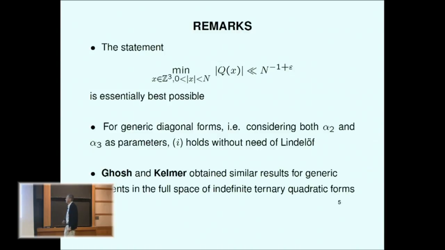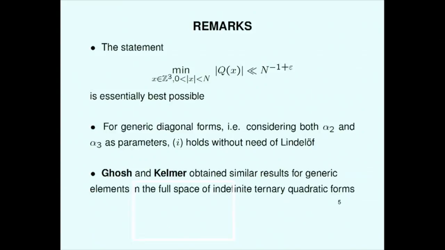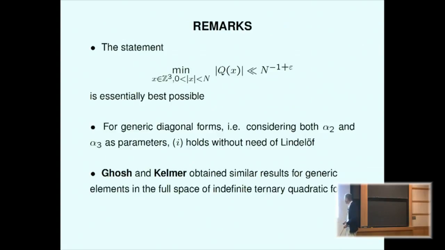Now, if instead of having a 1-parameter family, I have a 2-parameter family, so I would let alpha 2 and alpha 3 be both parameters, then I wouldn't need Lindelof. That's a small comment. What I'm saying is that the amount of extra measure freedom I need is modest because I only play on 1 parameter.